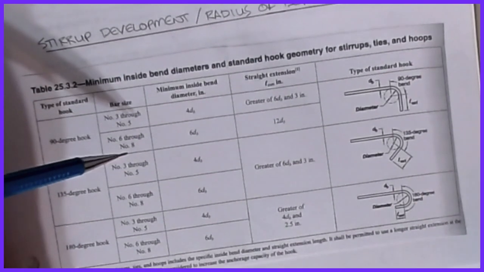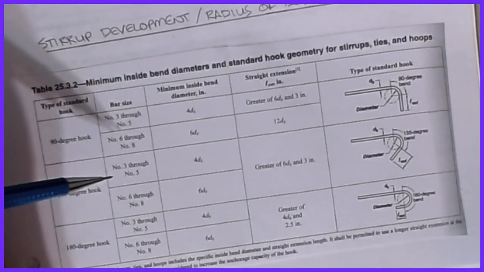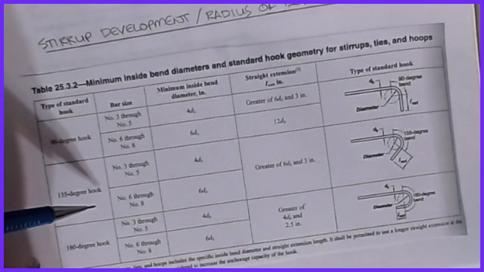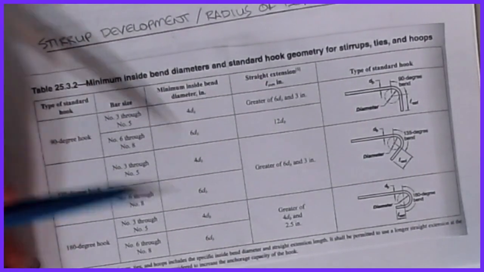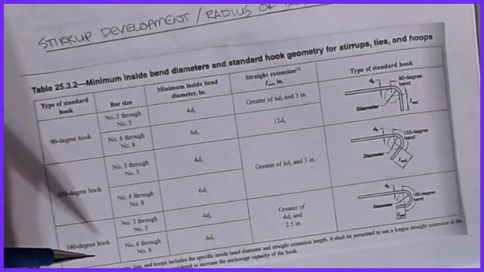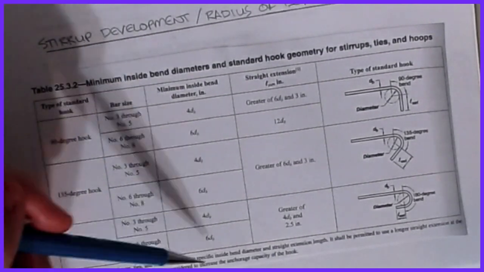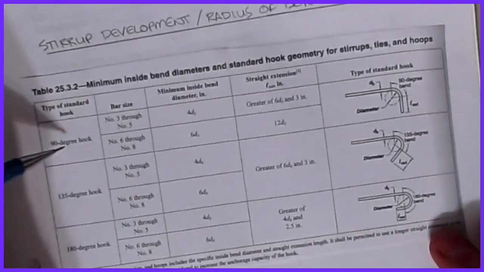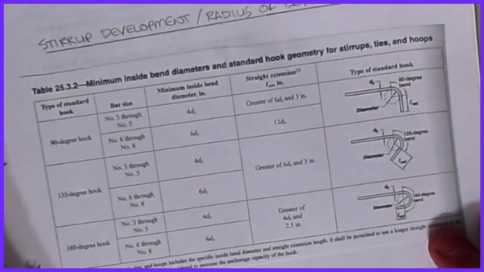You don't make a number 10 stirrup usually. Okay, that'd be a big structure if they did. Okay, for 135 degree hooks, okay, it's 4 bar diameters and 6 bar diameters. It's the same provision. Okay, and then the 180 degree hook, the minimum inside bend diameter is still 4 and 6. So the minimum bend diameter doesn't change. It's affected by the bar size. What does change then is that straight extension.